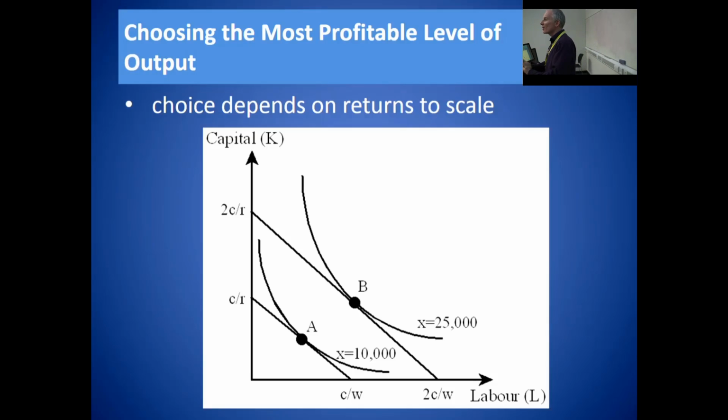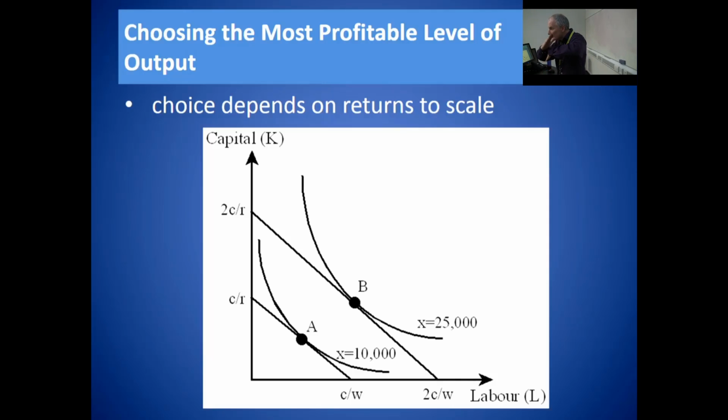If you double everything, your costs will also double. If you employ a certain amount of labour, you now employ double the amount. A certain amount of capital, you employ double the amount. Your costs will double. Hence, that iso-cost line there is now not C over R, C over W, but it's 2C over R, 2C over W. Our costs have doubled.